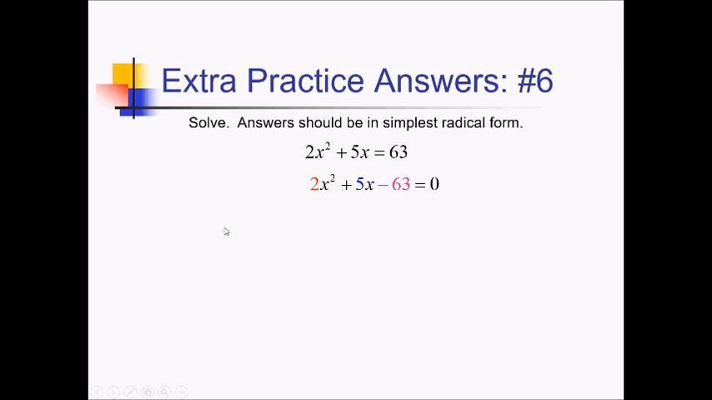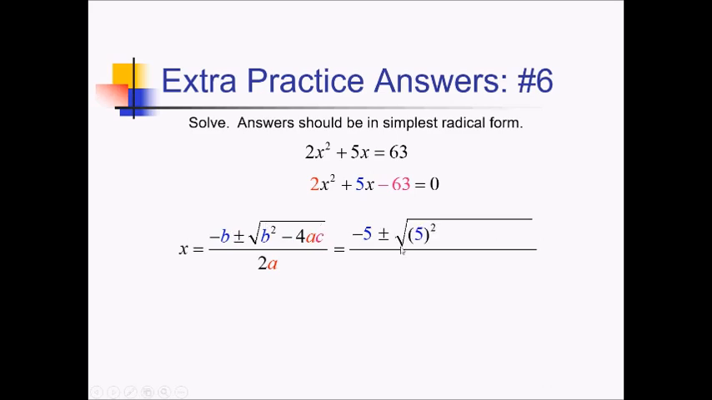So negative b plus or minus square root of b squared minus 4ac all over 2a. And we have an a value of 2, b is positive 5, c is this negative 63. So plugging things in, that's going to be negative 5 out in front, plus or minus square root of 5 squared, minus 4 times the a value 2, times the c value negative 63, all over 2 times that a value of 2.